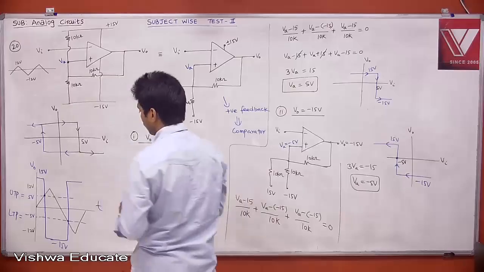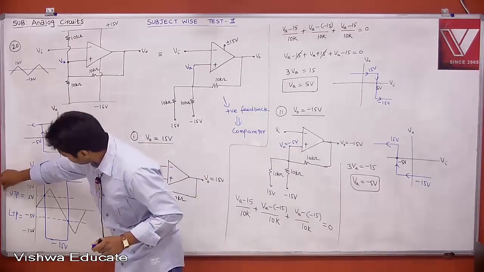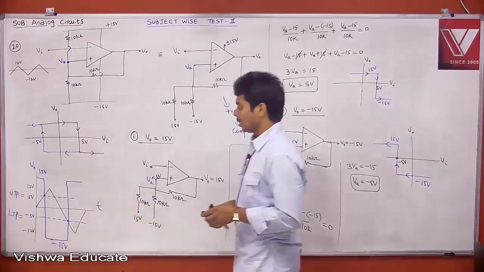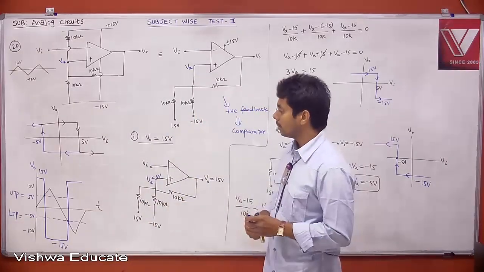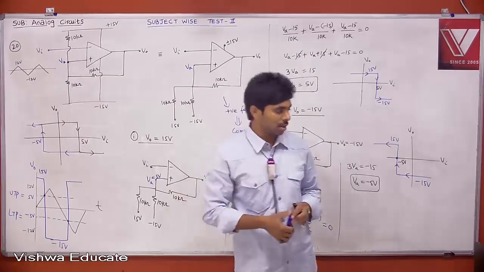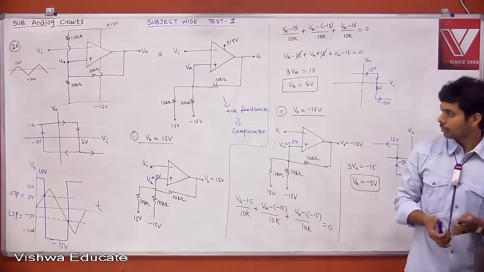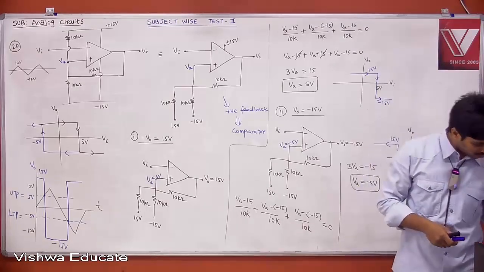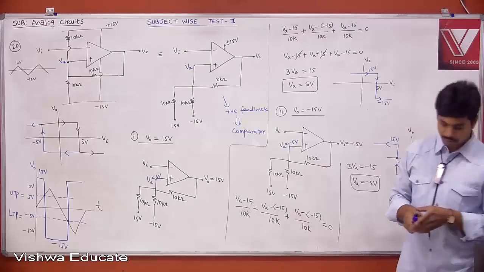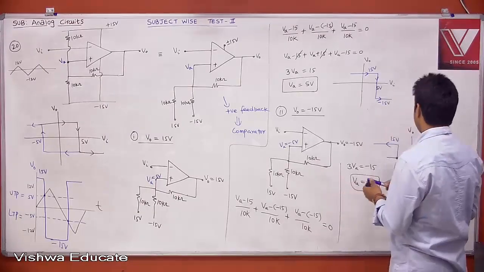Remember, this is the hysteresis voltage. Hysteresis voltage is nothing but UTP minus LTP. The switching point is not the same. With respect to direction, the switching point is defined. Therefore, what is the answer? Your answer is C, minus 5 and then plus 5. Answer is C.